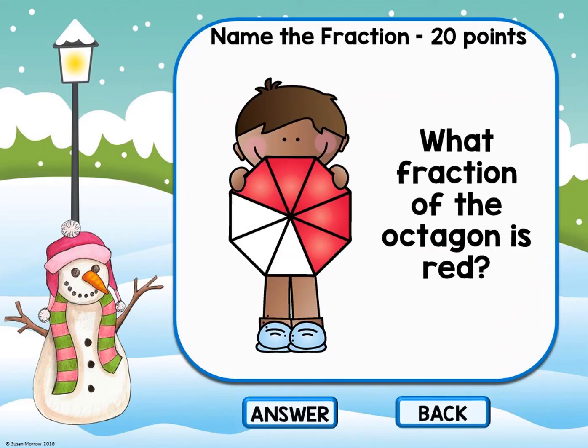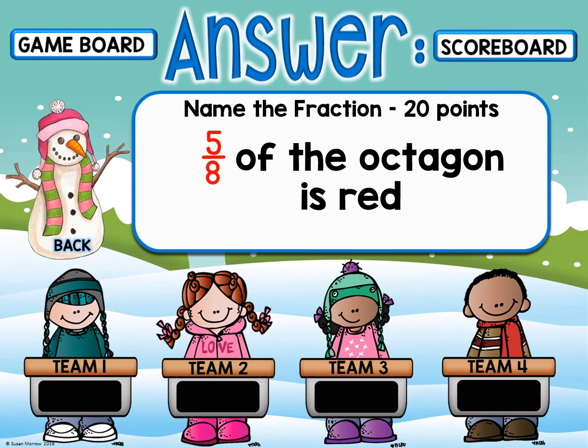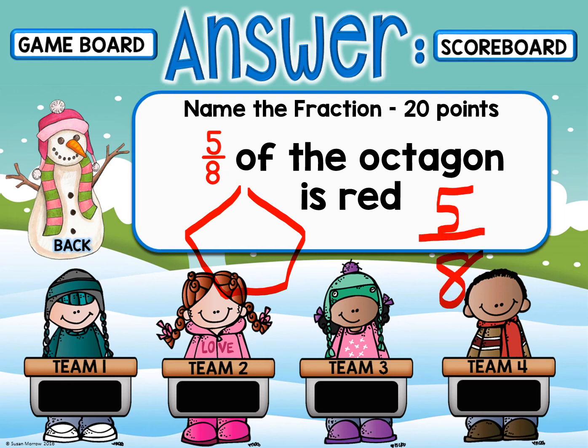What fraction of the octagon is red? Count your total pieces and put that as your denominator, and count your shaded pieces and make that your numerator, or the number that goes on top. Our answer would be 5/8. I have 5 pieces shaded in out of 8 total pieces. So I know that my shape is going to have 5 of the 8 pieces shaded in. Good job.